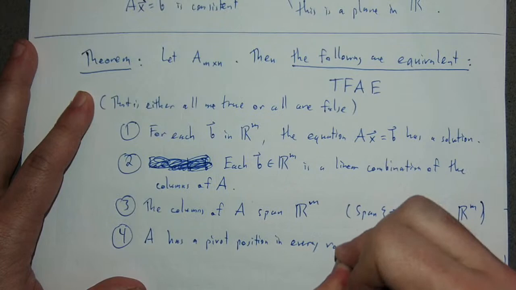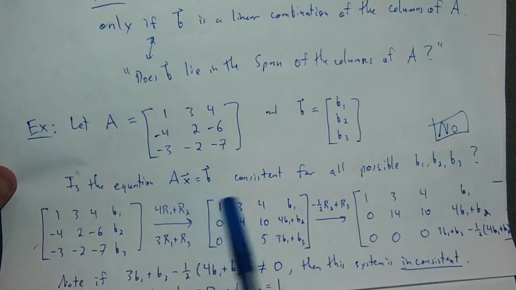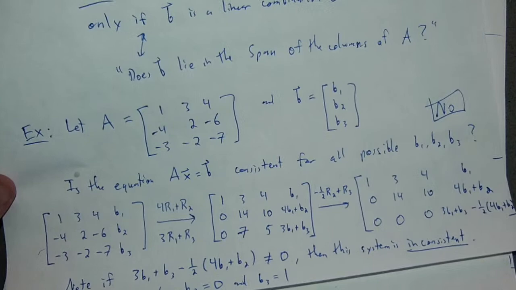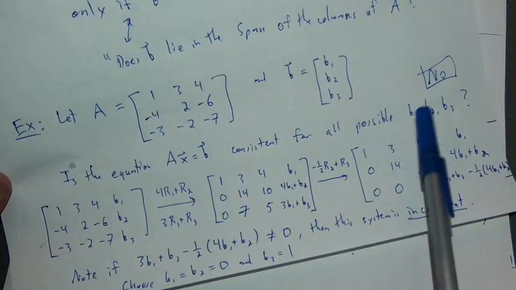Now, here's where I want to draw your attention to some stuff. Okay. So, first of all, all of these things I wrote are equivalent to this equation, Ax = b, having a solution for each b in R^m. Notice that might seem a little weird at first, since we asked this question, is it possible that this equation Ax = b is consistent for all possible b1, b2, b3? We saw that this particular A, that wasn't possible. Or I should say, it was possible, but it's not true for all possible b1, b2, b3 that this was the case.